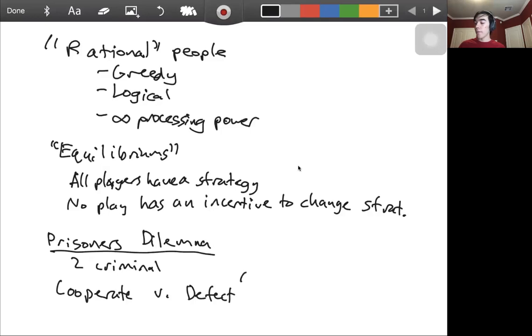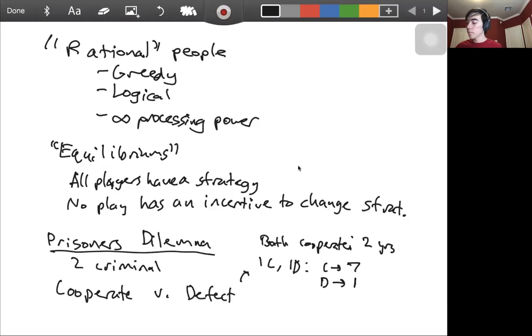So the prisoner's dilemma is if you both cooperate, then both of you have a small number of years in prison. Let's say 2 years in prison. If one cooperates, one defects, the cooperator gets, the numbers don't really matter, but we can say 7 years. The defector gets 1 year. And then if they both defect, then we can just say that they both get 5 years. Okay, this is an example of the prisoner's dilemma.